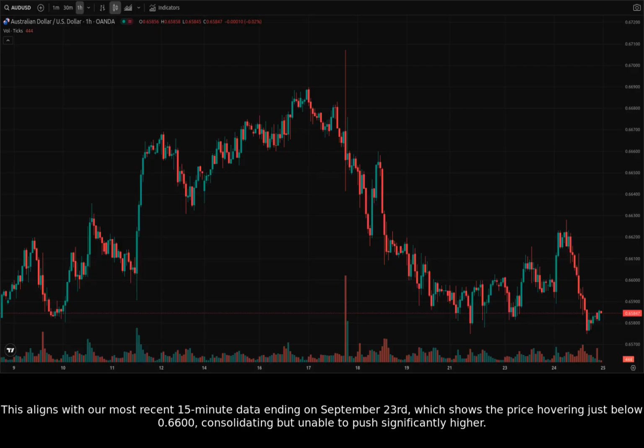This aligns with our most recent 15-minute data ending on September 23rd, which shows the price hovering just below 0.6600, consolidating but unable to push significantly higher.